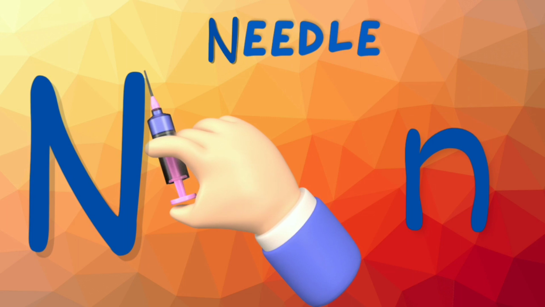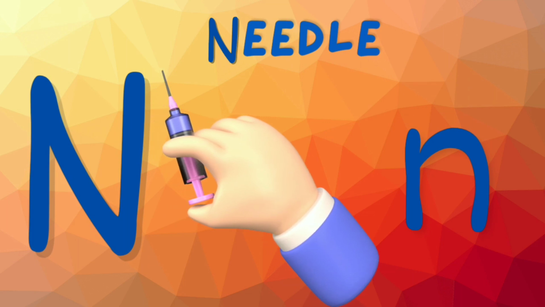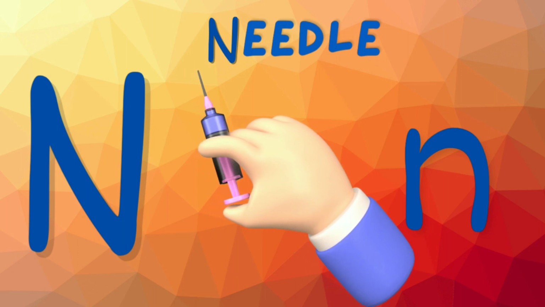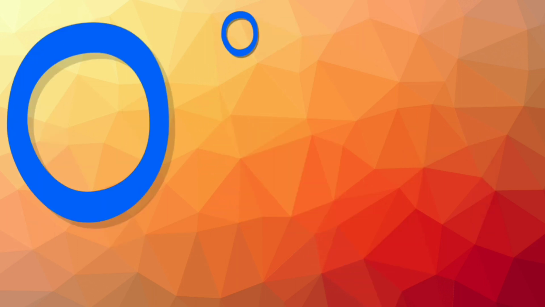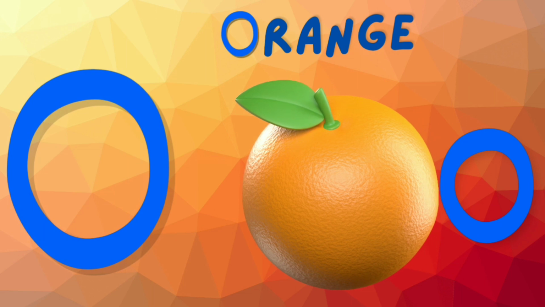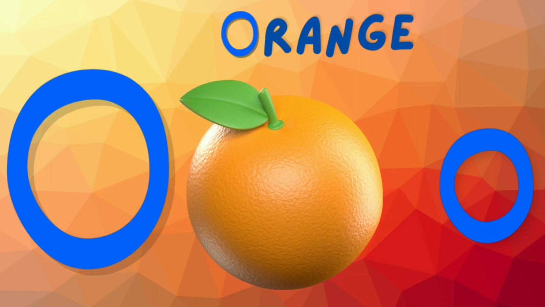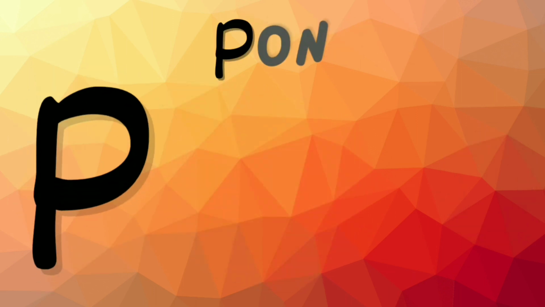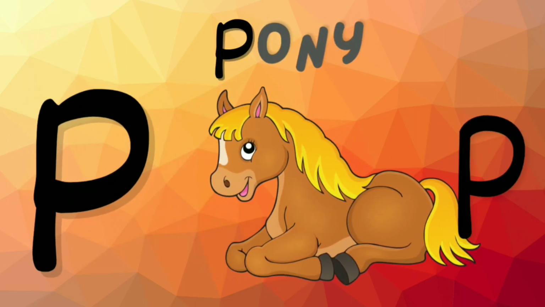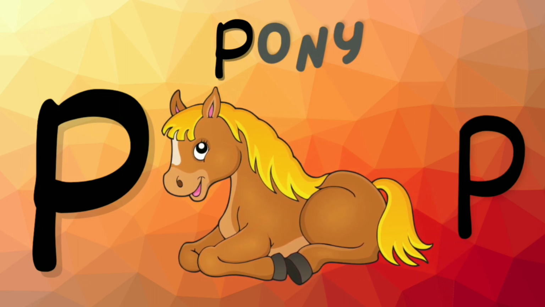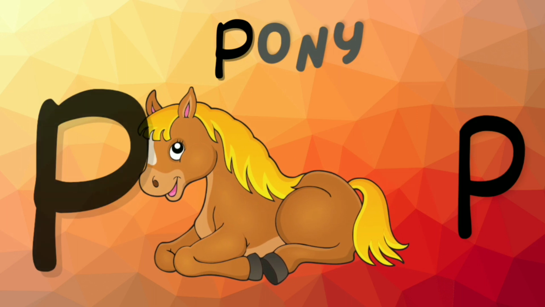N is for needle, needle, needle. This is a needle. O is for orange, orange, orange. This is an orange. P is for pony, pony, pony. This is a pony.